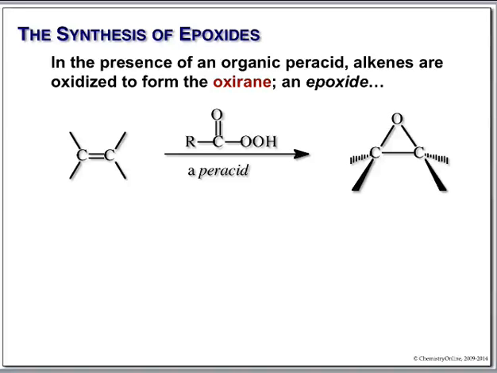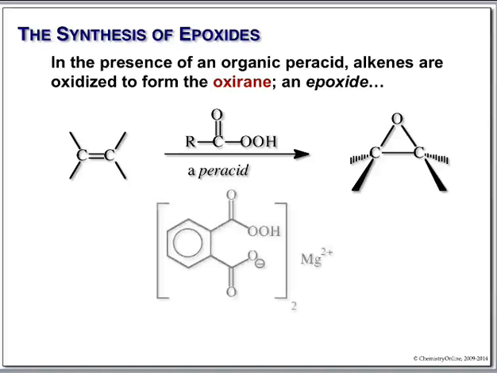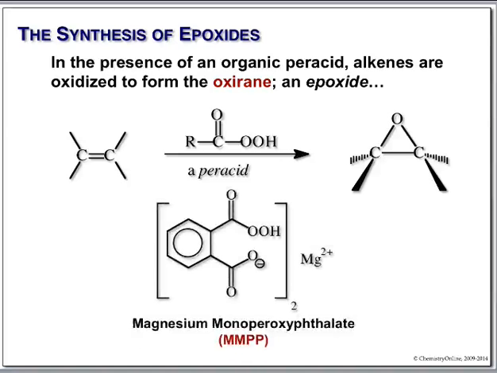Sometimes you will see it written out this way, say a methyl group here, COOH. Again, that's a peracid. There's a very nice reagent that works very well, and this is magnesium monoperphthalate. This is abbreviated MMPP, and these days this is probably the reagent of choice. Very nice, very stable, very easy to work with. Again, here's our peracid, MMPP. So that's really the condition you would see over the arrow here, simply MMPP.